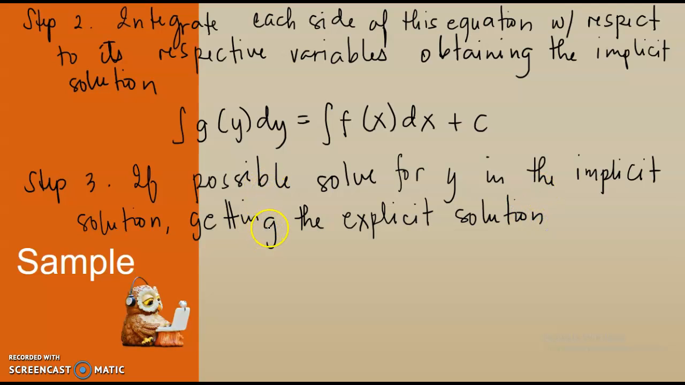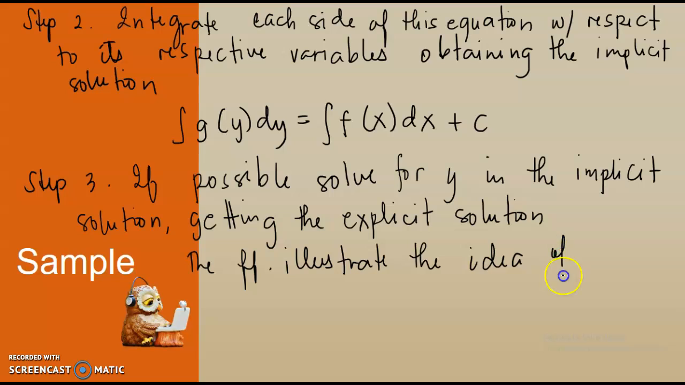Now, the following illustrate the idea of the separation of variables method.